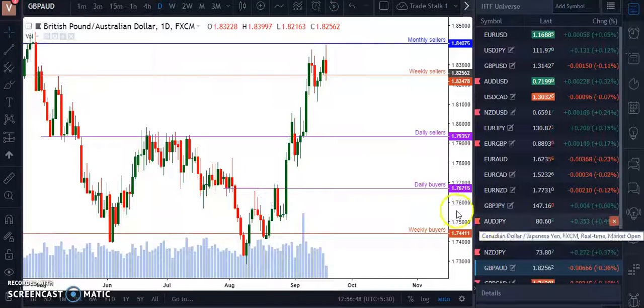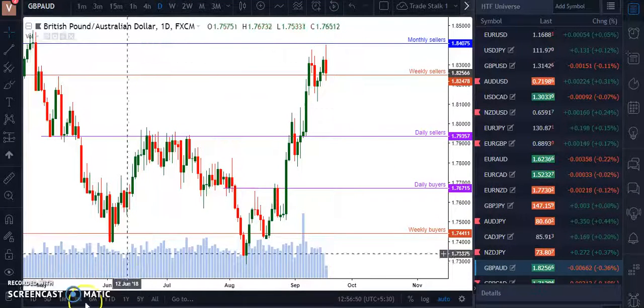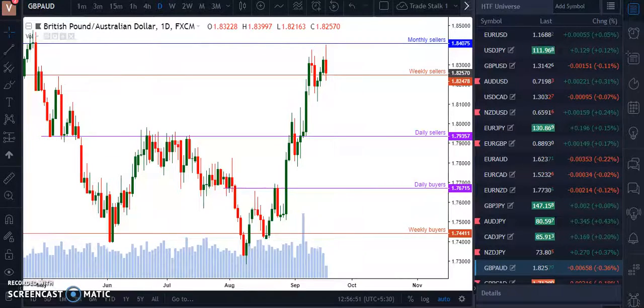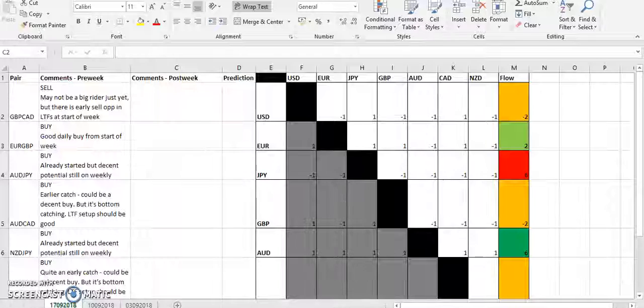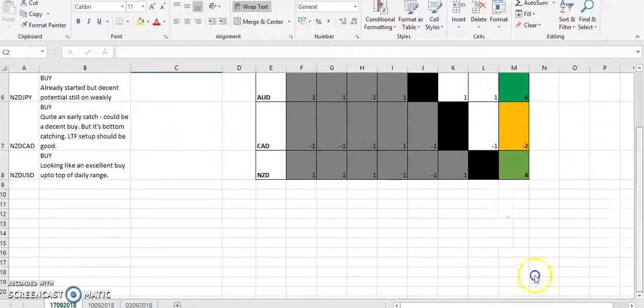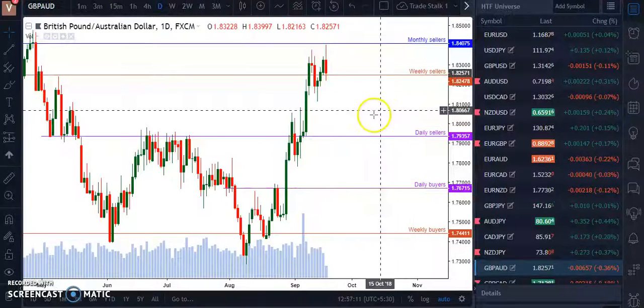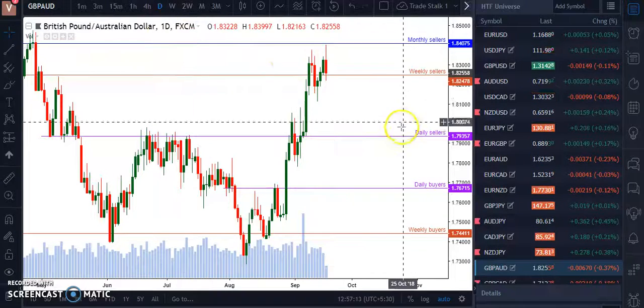I prefer the Aussies because the Aussie is a little bit stronger, as you can see from my analysis over here. Aussie is looking pretty strong across the board, whereas New Zealand is only strong. Aussie has a +6 in my assessment of strength, and New Zealand is +4. So I anticipate the Aussie counterparts to do better.